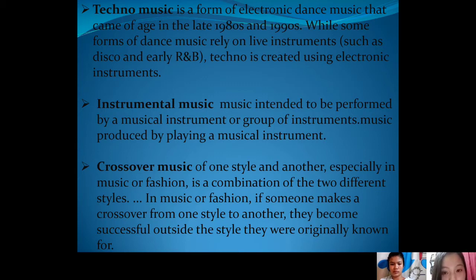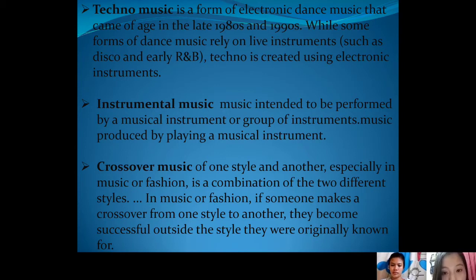Next one is instrumental music. Music intended to be performed by a musical instrument or group of instruments. Music produced by playing a musical instrument is a recording without any vocals, although it might include some inarticulate vocals, such as shouted backup vocals in a big band setting. Through semantic widening, a broader sense of the word song may refer to instrumentals. The music is primarily or exclusively produced using musical instruments.